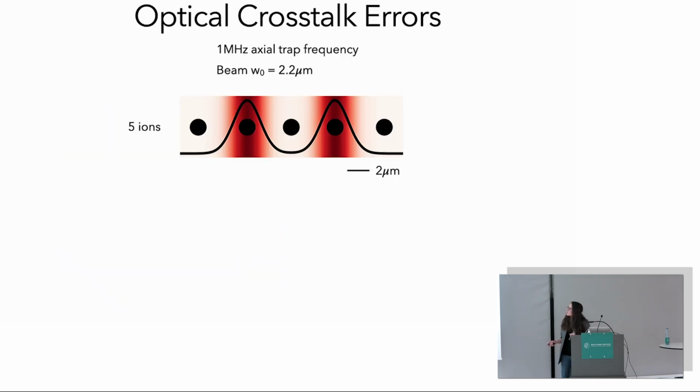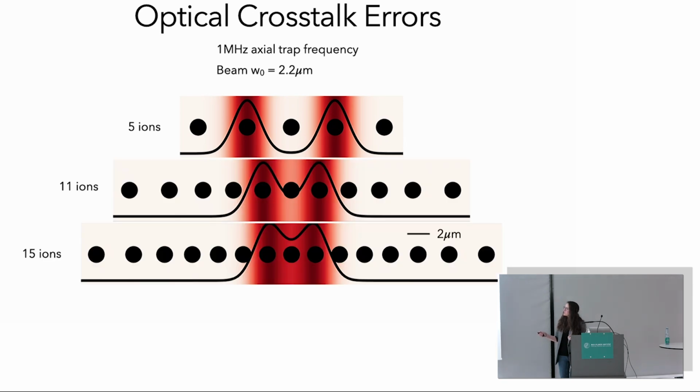All right, so let's talk first about optical crosstalk. If I have a 5-ion chain, and this is for a 1 megahertz axial trap frequency, the ion-ion spacing in this case is about 4 microns. If I have a beam waist of 2.2 microns, which is doable but non-trivial, then for the 5-ion chain I don't have much optical crosstalk. By optical crosstalk, I mean I want to excite these two ions and I don't excite these three ions at all. We'll quantify this in a second.